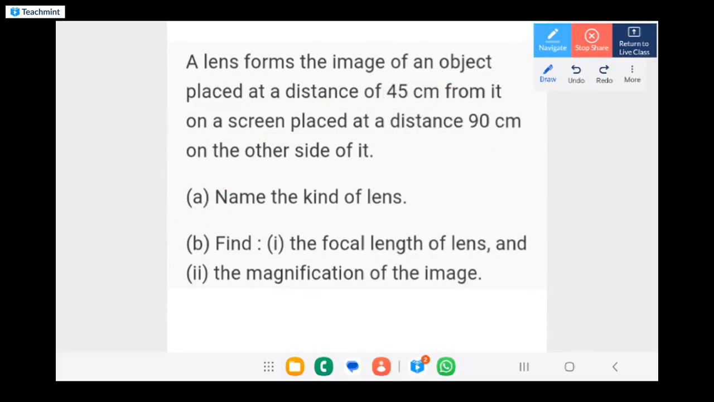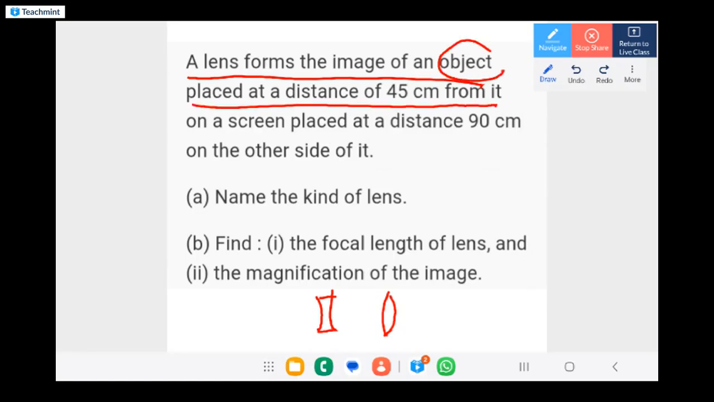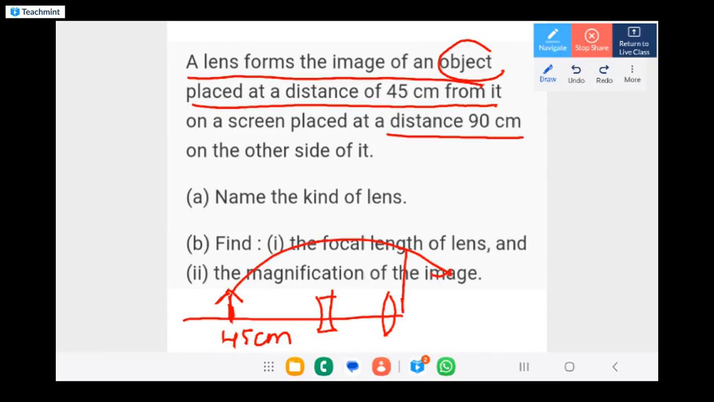So first of all, there is some lens, we don't know whether it's a convex lens or a concave lens. But we know the object is placed at a distance of 45 centimeter from it. So whatever lens it is, from the optical center, somewhere at 45 centimeter distance, there is an object kept. And the image is formed at a distance of 90 centimeter on the other side, that is on the opposite side. So somewhere over here, let's say 90 centimeter will be much farther, somewhere over here, the image is formed.